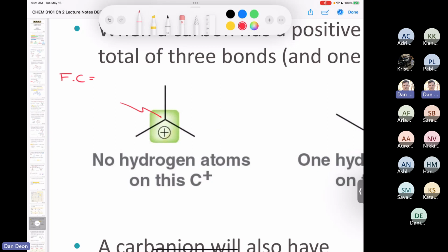Formal charge is equal to the number of valence electrons minus sticks minus dots. And so since it's implied that there's only 3 sticks, we have 4 valence electrons for carbon minus 3 sticks minus 0 dots, and that gives us +1. And that is why we have a +1 charge for our carbocation.